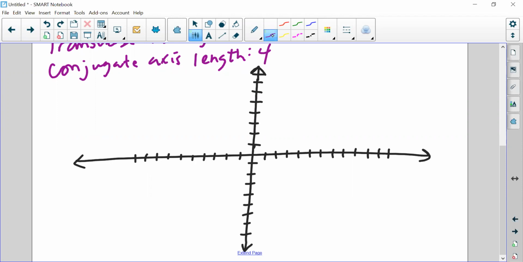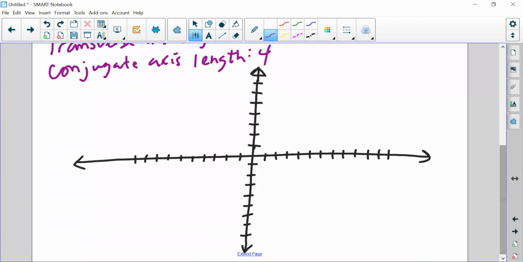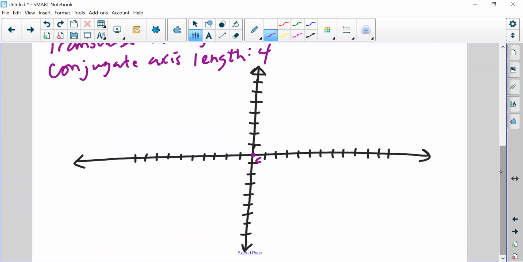All right, so first thing I'm going to do is plot my center at 0, 0. I'll need those for the asymptotes. Label that with a C for my center. Then I'm going to plot my vertices at 6, 0 and negative 6, 0. 1, 2, 3, 4, 5, 6. That's a vertex. 1, 2, 3, 4, 5, 6. And that's another vertex. Then I'm going to plot my focus.